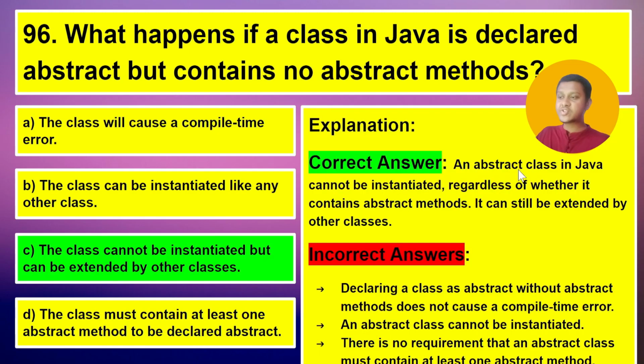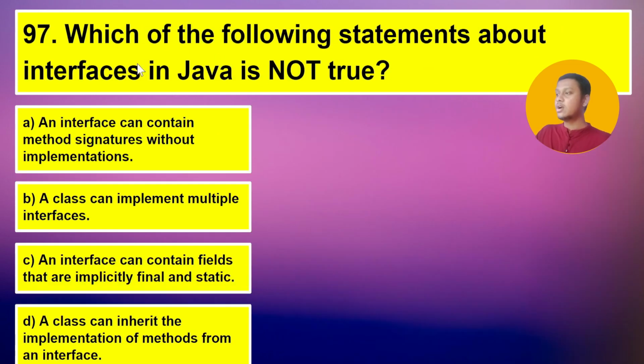As you can see, an abstract class in Java cannot be instantiated regardless of whether it contains abstract methods. It can still be extended by other classes. Other options are incorrect because declaring a class as abstract without abstract methods does not cause a compile time error. An abstract class cannot be instantiated, and there is no requirement that an abstract class must contain at least one abstract method.